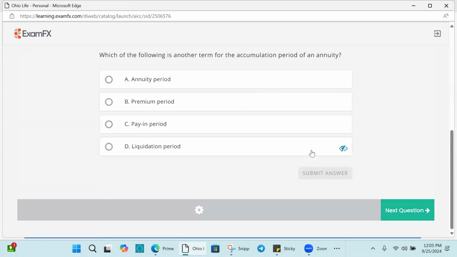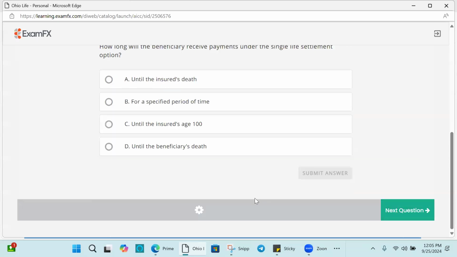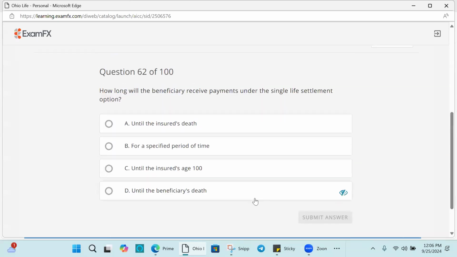Which of the following is another term for the accumulation period of an annuity? Of course, it's the pay-in period. How long will the beneficiary receive payments under the single life settlement option? Until the beneficiary's death.